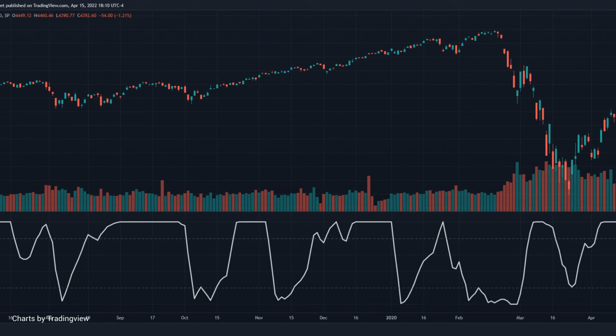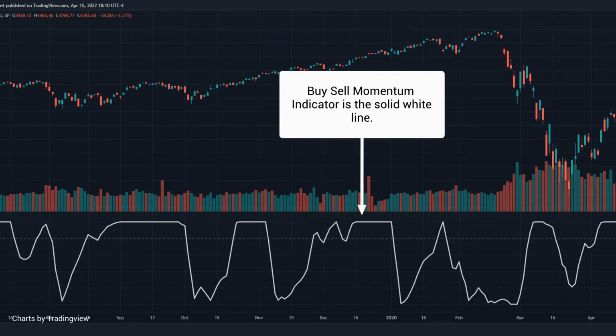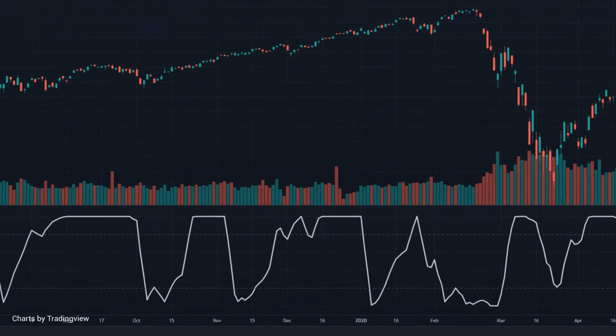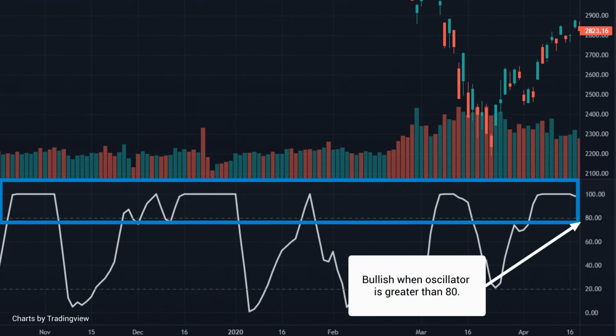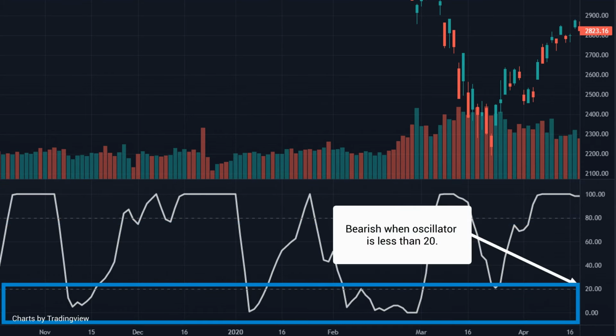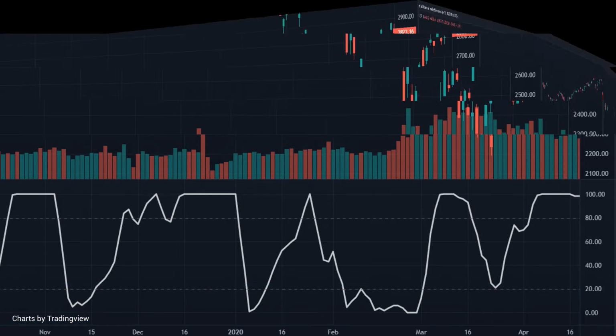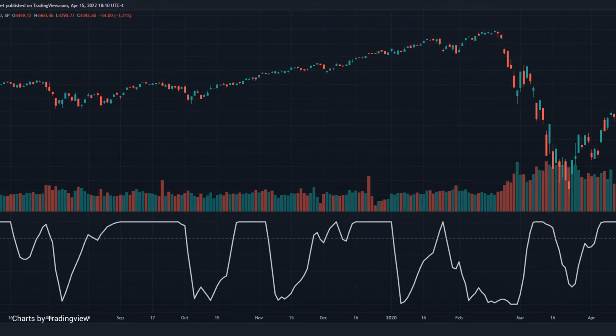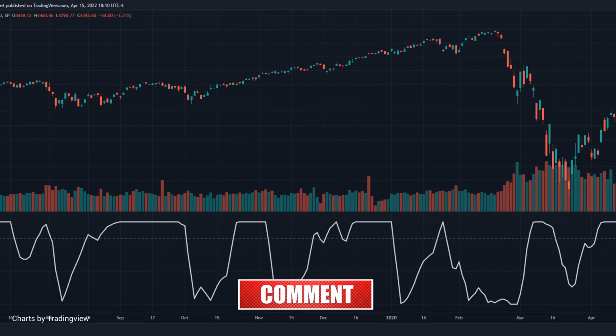Okay, with that out of the way, the buy-sell momentum indicator is designed to be interpreted similar to a stochastic indicator, with a few exceptions. The first thing you should know is that the buy-sell momentum indicator is the solid white line on this indicator. Next, levels above 80 are considered extremely bullish, and levels below 20 extremely bearish. If you were using a stochastic indicator, those levels would be interpreted as overbought and bearish if greater than 80, and the opposite when less than 20.